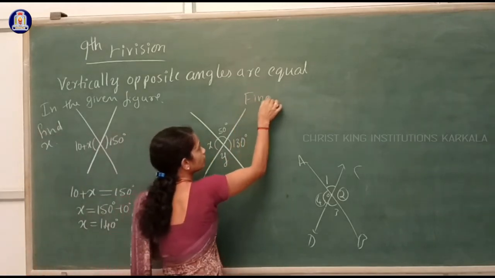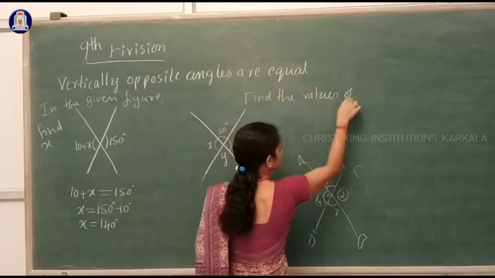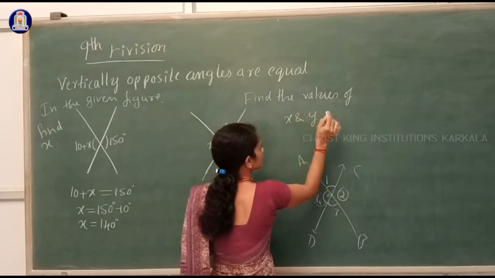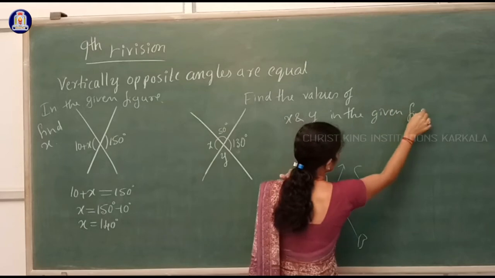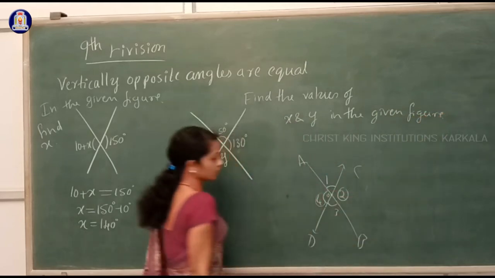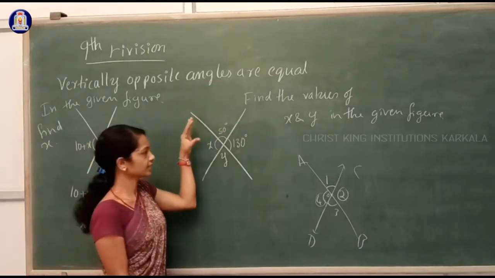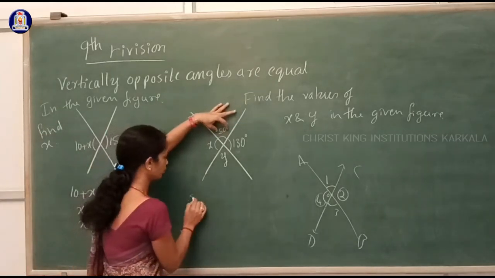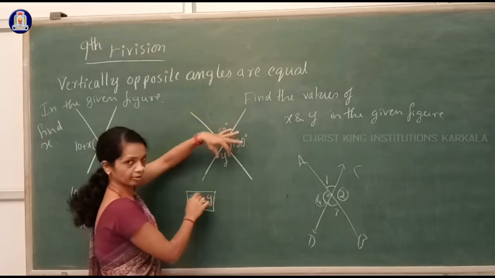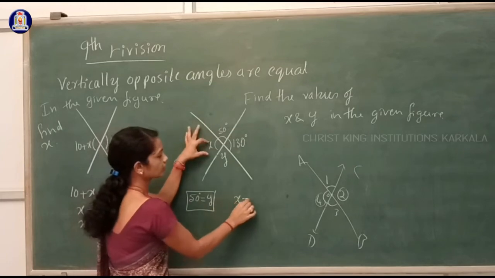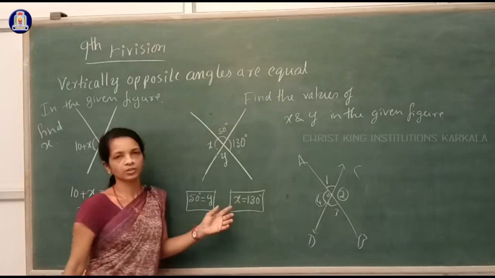And here one figure is given to you. Here you have to find the values of x and y. In this figure you have to find two unknowns, x and y. You know that vertically opposite angles are equal. So for 50 degrees, the opposite angle is y. So y is equal to 50 degrees, and for x, 130 degrees is opposite. So the x value is 130 degrees.